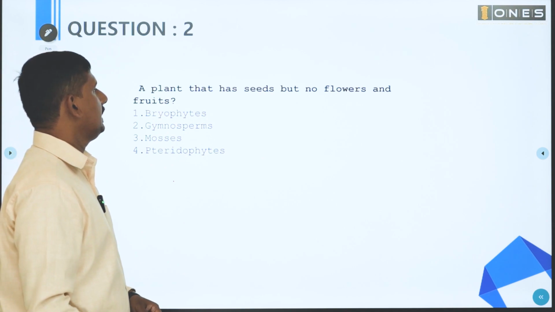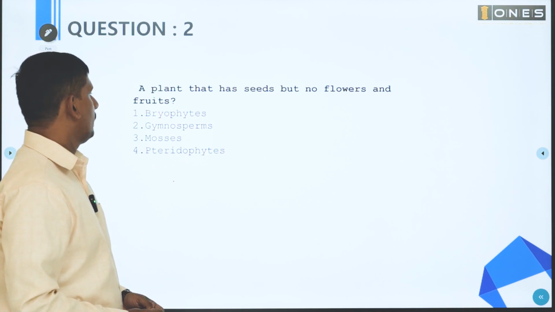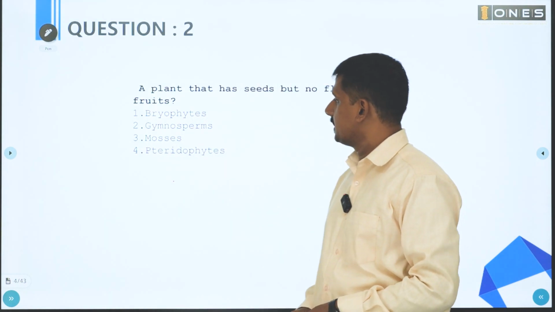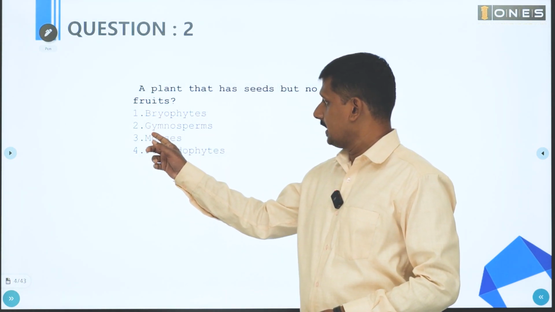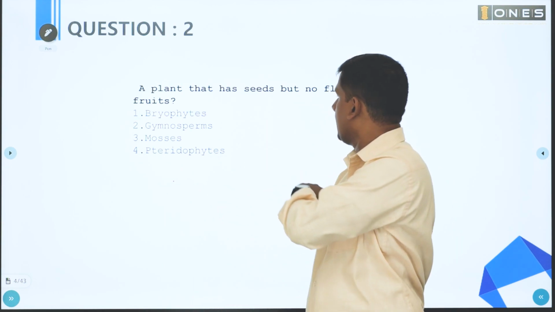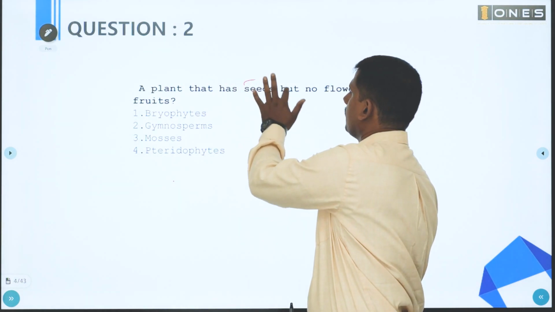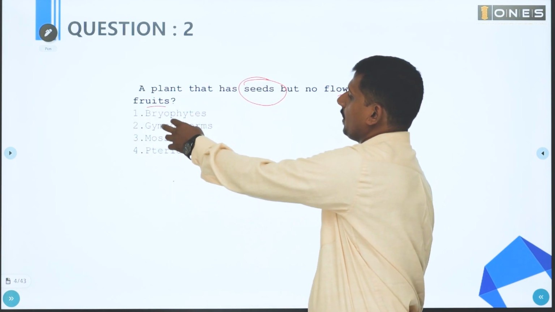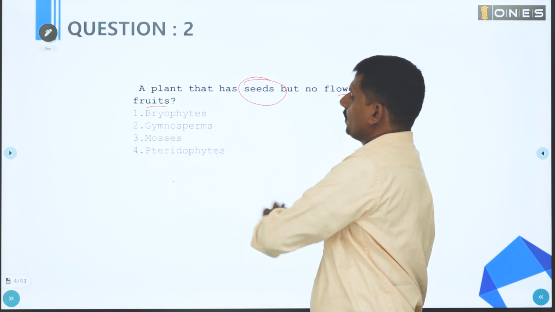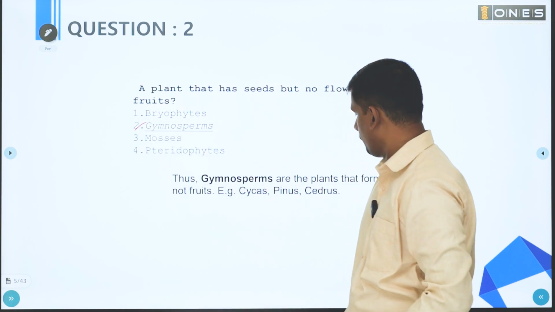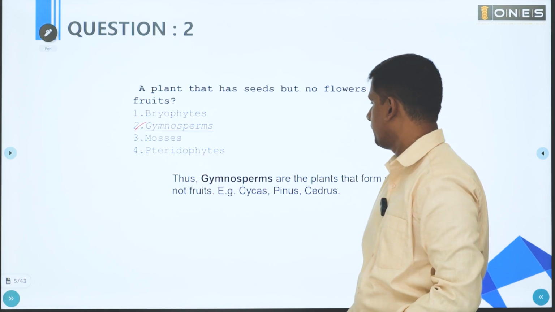So next is, which plant has seeds but no flowers or fruits? The options are Bryophyta, Gymnosperm, Mosses and Pteridophyta. So the plant has seeds, but no flower or fruit. The answer is Gymnosperm. Gymnosperms are the plants that form seeds but not fruits.